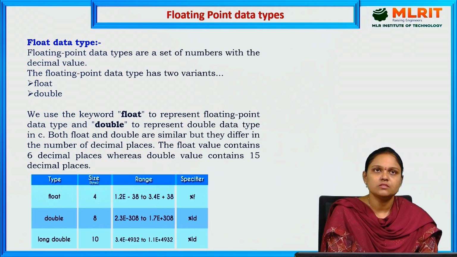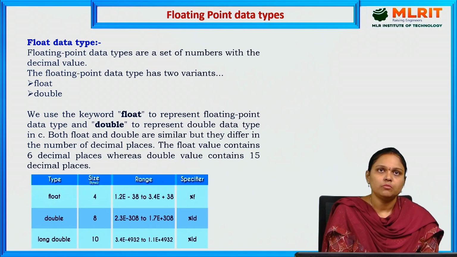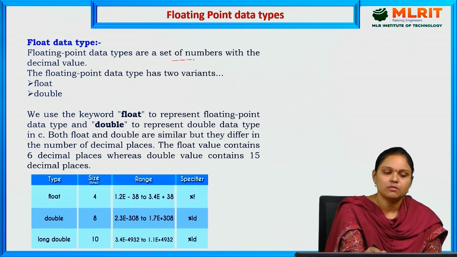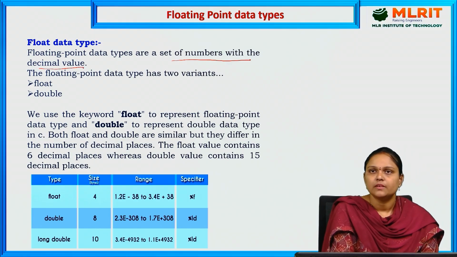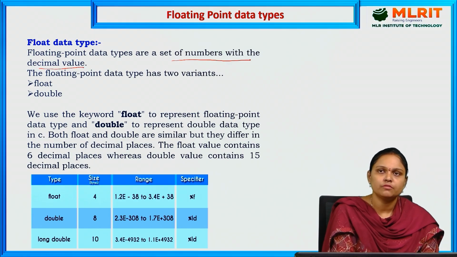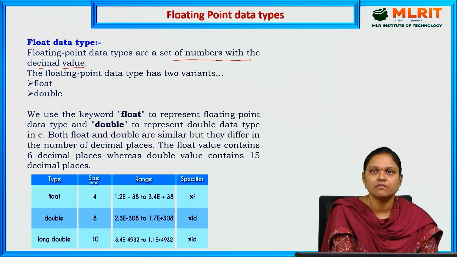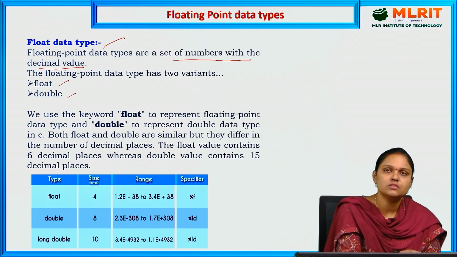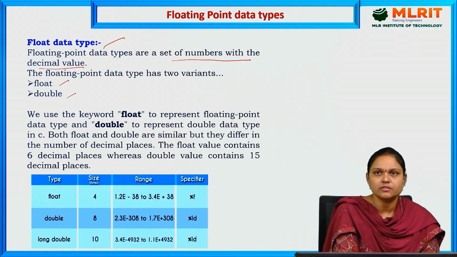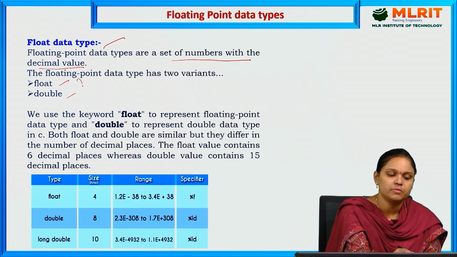The next one is the float data type. A floating point data type is a set of numbers with decimal point values. Suppose you are storing data values which consist of point values, at that time we use the float data type. The float data type has two variants: one is float and the other is double. These two data types differ in ranges.